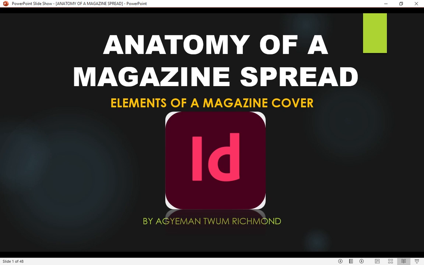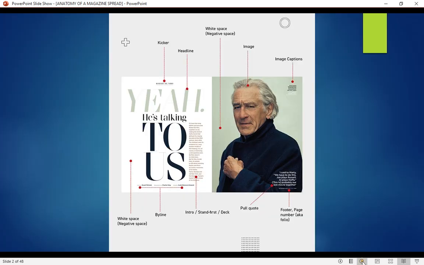Right, in this lesson we want to look at the anatomy of a magazine spread, the elements of a magazine spread. So this is a magazine spread, not a magazine cover, so please pardon me on that. Now we want to look at some of the things that have to be included on a magazine spread. In this course we will talk about something called the kicker. We look at the headline, the negative or white space, the images, the image caption, the footer, the page number. We also look at the pull quote, intro and stand first, byline, and the negative space.